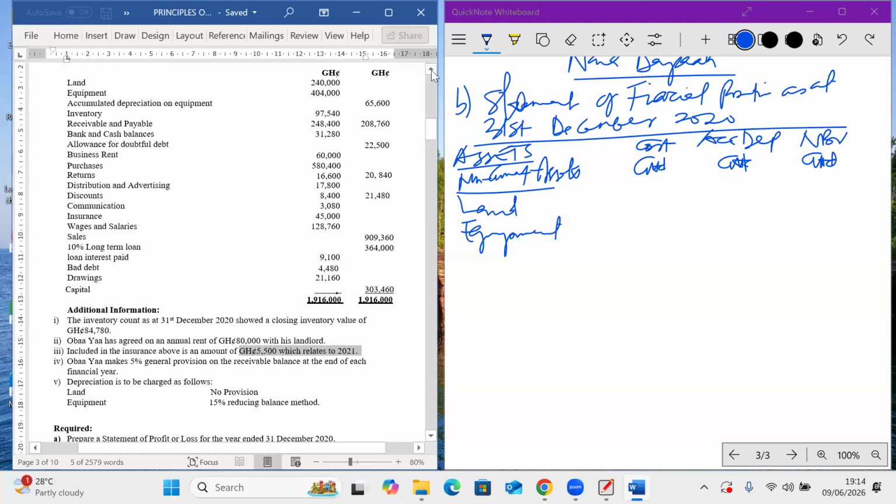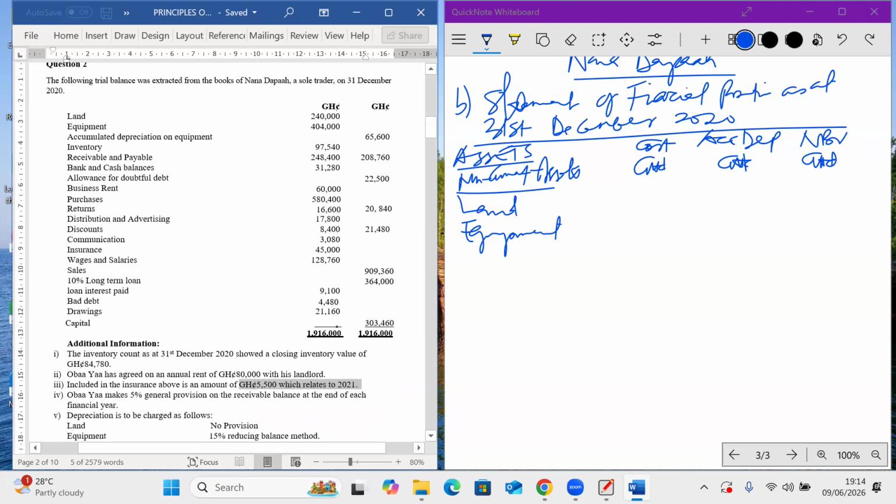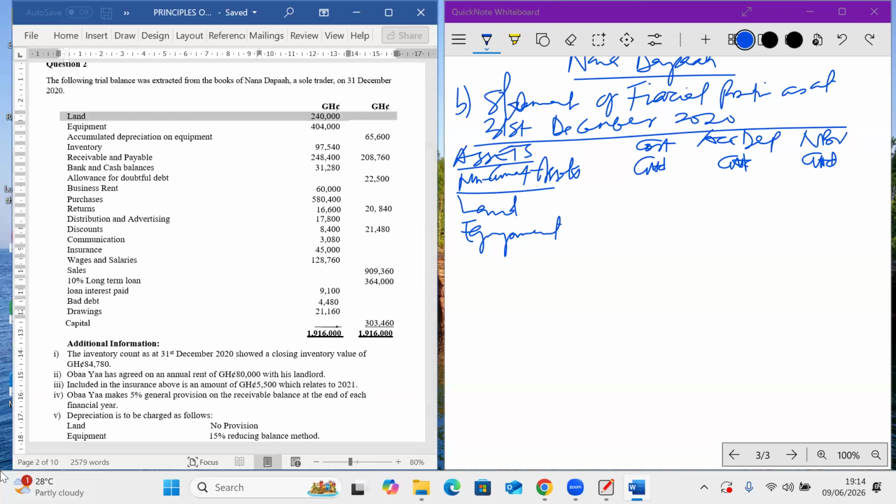Okay, let's continue. So here, land. What is the cost of land? 240,000. Is there any accumulated depreciation on land? No. So cost minus accumulated depreciation gives 240,000. They will give you their own accumulated depreciation. They always give it. If they don't give it, put a dash there. What is the cost of equipment?